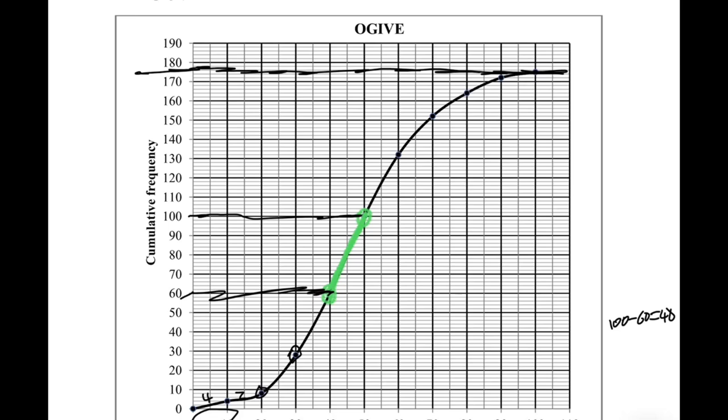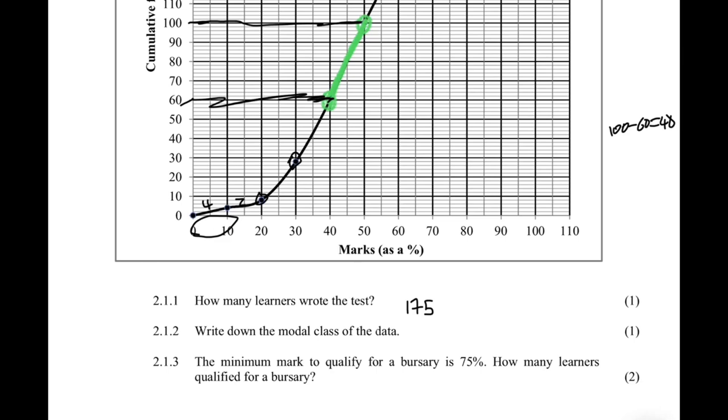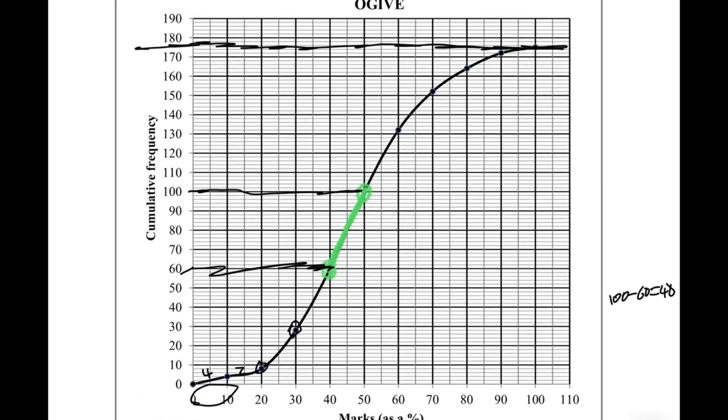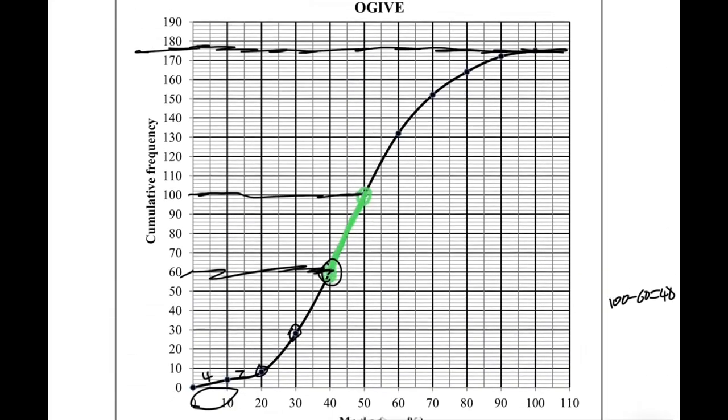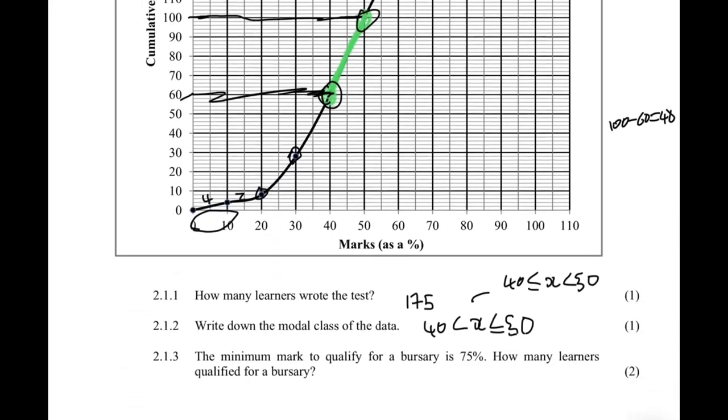But then we're looking for the modal class, the class with the highest frequency, right? Clearly it is 40 to 50, right? And then even if you write it like 40, and then you include 40 and exclude 50, it's still fine. So 40 to 50 is our modal class. Why are we saying it's our modal class? It has the highest frequency. How do we determine whether it has the highest frequency? We're subtracting the cumulative frequency from where it starts to the cumulative frequency where it ends.